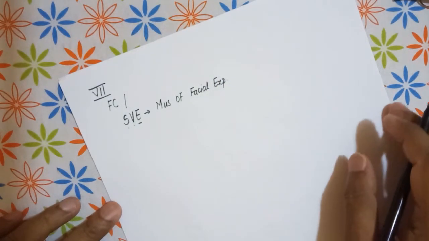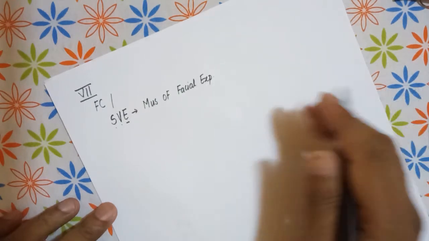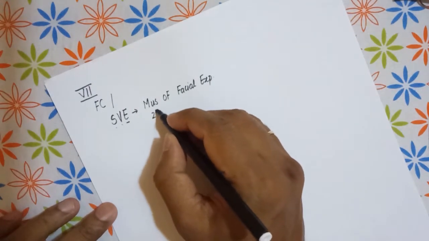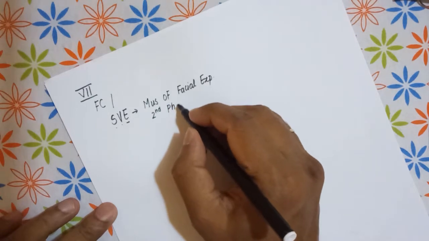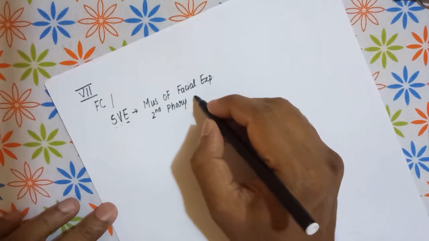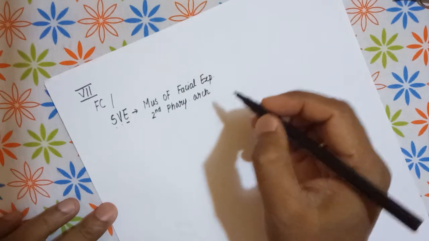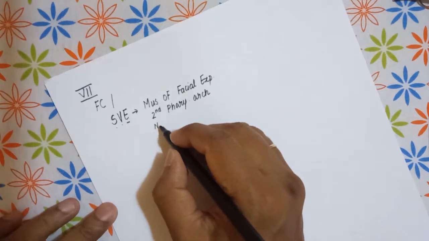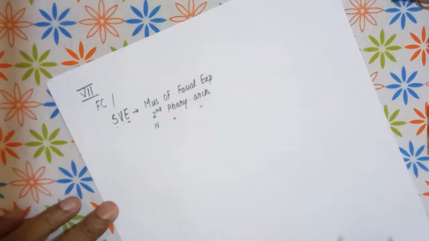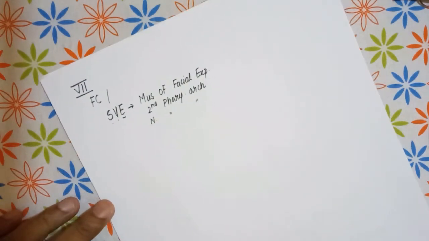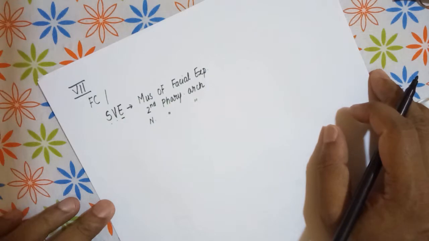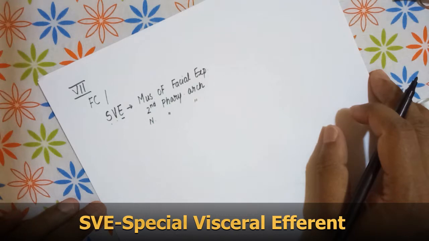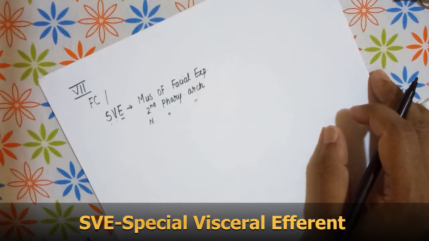So these muscles are special in the sense they are derived from the second pharyngeal arch, and the facial nerve becomes the nerve of the second pharyngeal arch. So all the muscles of facial expression are derived from the second pharyngeal arch, and the facial nerve is the nerve of the second pharyngeal arch. That's why this function of the facial nerve is labeled under the special visceral efferent column.